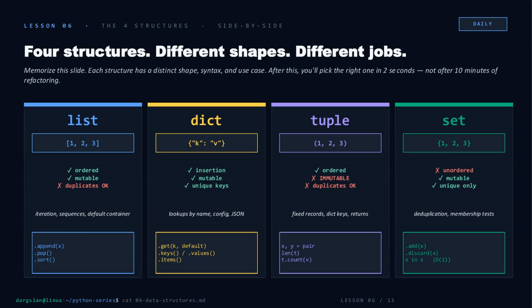This is the slide worth burning into memory. 4 shapes, 4 jobs. List uses square brackets. Ordered, mutable, duplicates fine. Dict uses curly braces with keys, your O(1) lookup table. Tuple uses parentheses. Ordered but immutable, perfect for fixed records. Set also uses curly braces, but no keys. Unordered and unique only, built for deduplication and fast membership checks. Same syntax family, completely different contracts. Get this shape-to-job mapping locked in, and you stop refactoring later.